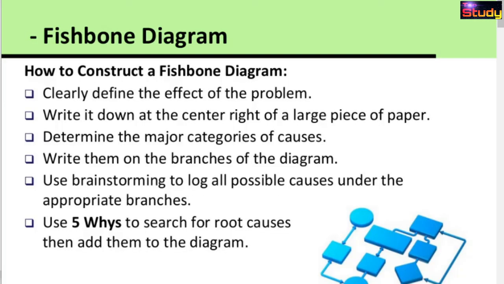So now we see exactly how to construct a fishbone diagram. First, clearly define the effect of the problem. Next, write it down at the center right of a large piece of paper. Next, determine the major categories of causes. Next, write them on the branches of the diagram. Next, use brainstorming to log all possible causes under the appropriate branches. And last, use 5 whys to search for root causes, then add them to the diagram.